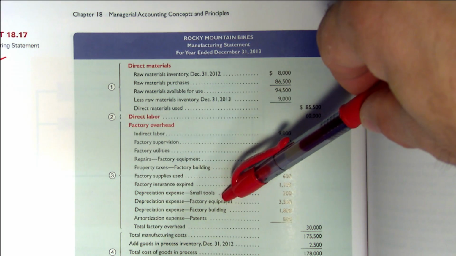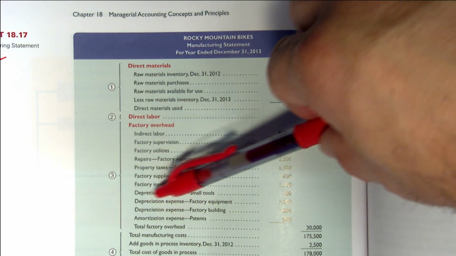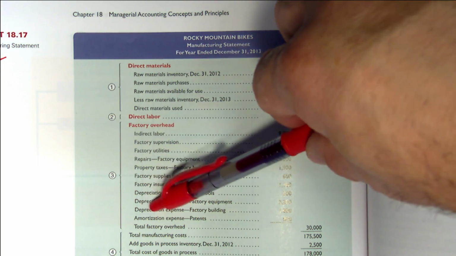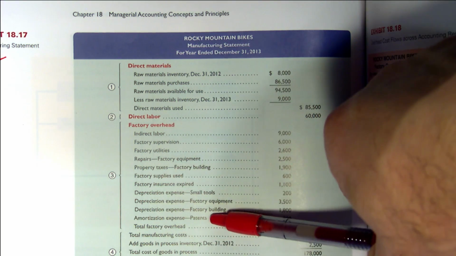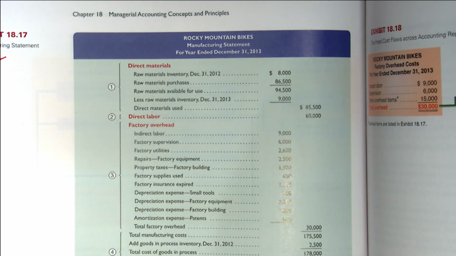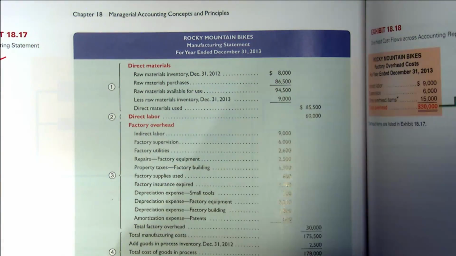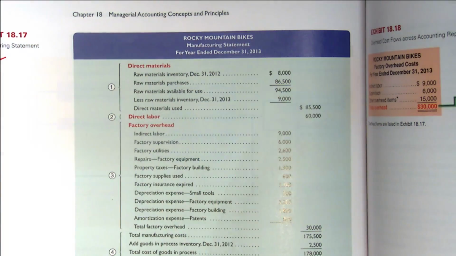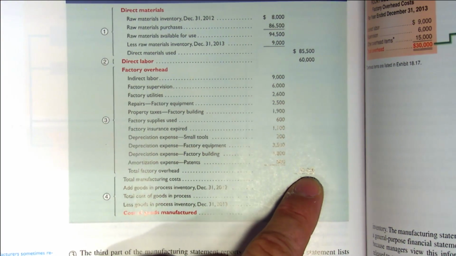No doubt those small tools were used in the factory. Depreciation expense on the factory equipment, depreciation expense on the factory building. Now they have this one, and I think this is a little vague. I wouldn't do this to you. Amortization expense on patents. Now I don't know what those patents are on, but let's just assume it's factory equipment. Well, those are all factory overhead items, aren't they? Those are all factory overhead items. And we add those items up and get our total factory overhead.